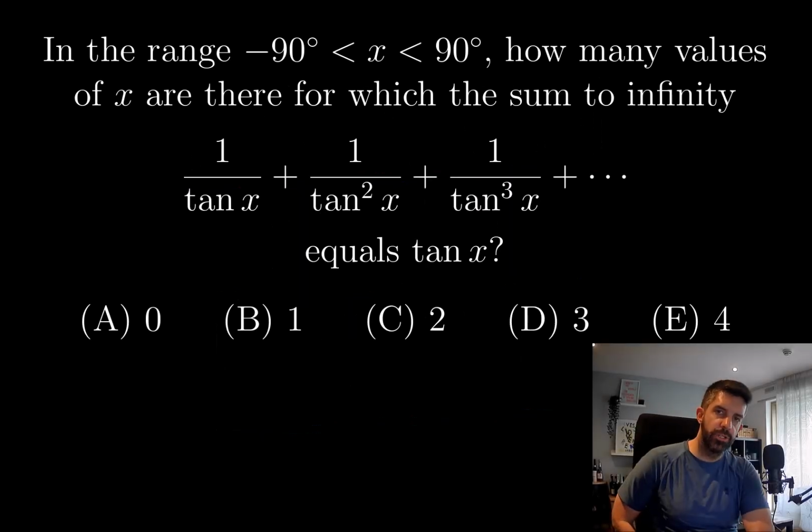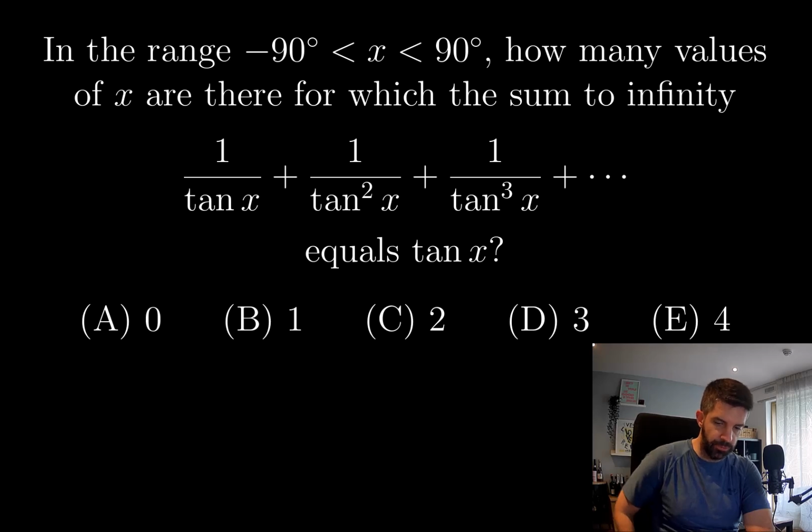In the range negative 90 degrees to 90 degrees, how many values of x are there for which the sum to infinity of 1 over tan x plus 1 over tan squared x plus 1 over tan cubed x and so on equals tan x?